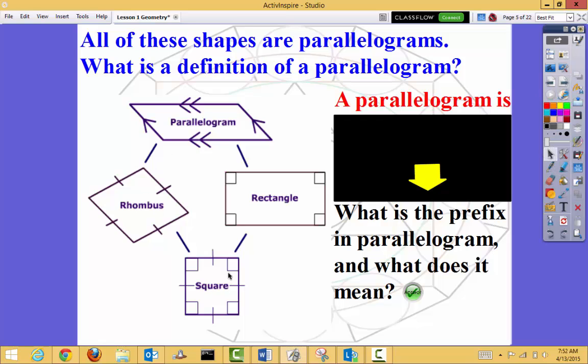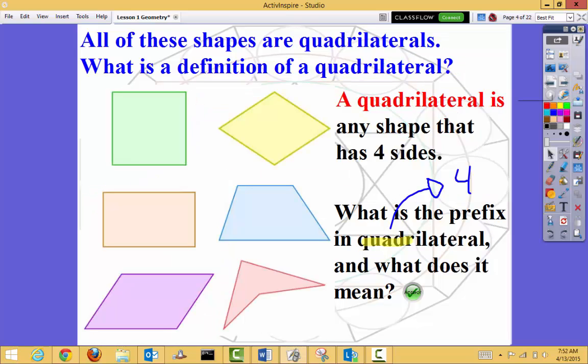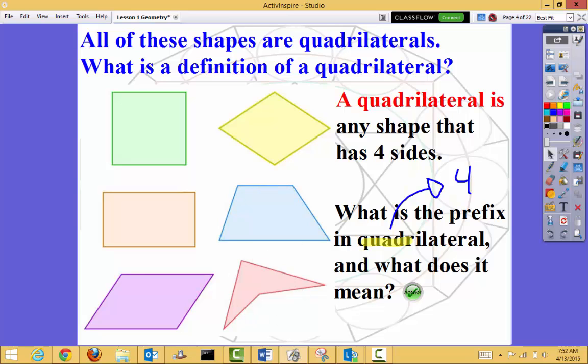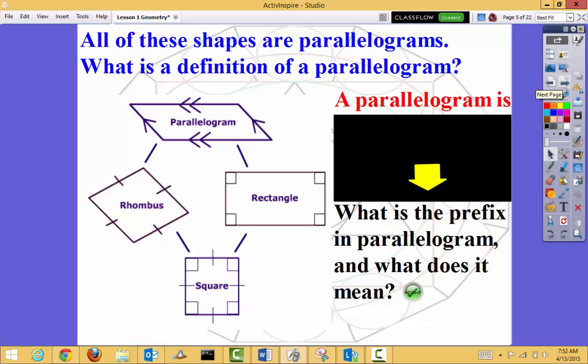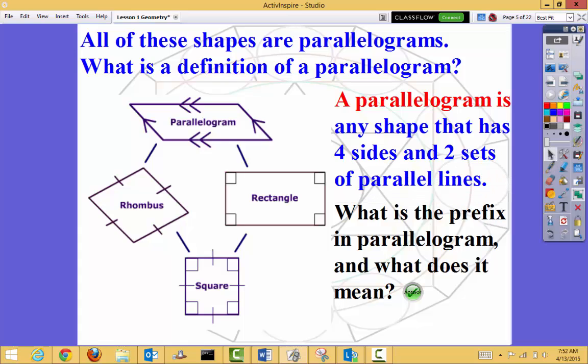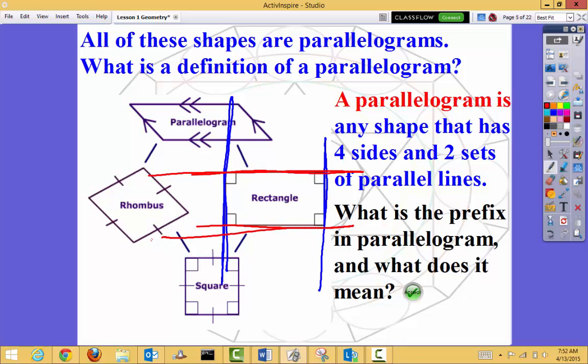All of these shapes are parallelograms. What's the definition of a parallelogram now? Well, you'll notice it's very similar to this, only we've gotten rid of some of the shapes. We got rid of this shape, and we got rid of this shape. The rest are all the same. So what's a parallelogram? A parallelogram is any shape that has four sides and two sets of parallel lines. Remember that parallel means I can take opposite edges and extend them forever, and they will never intersect. They will never cross. If I do the same to the top and the bottom, they're opposite sides, they never cross.